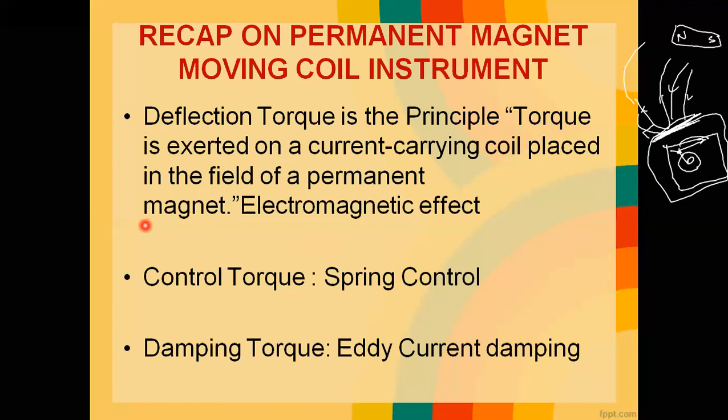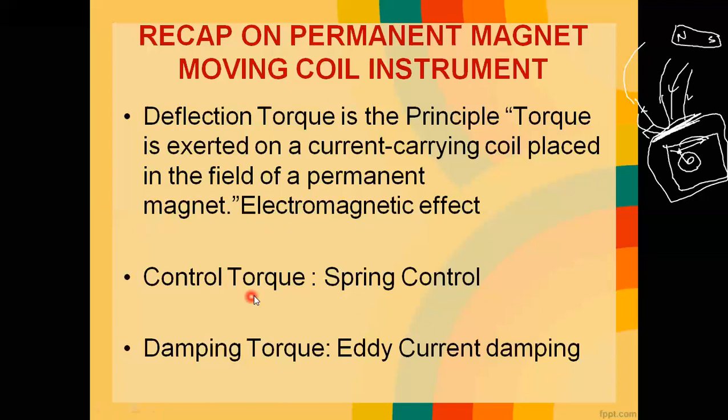Hence, by Fleming's left-hand rule, there will be force exerted on a conductor which is carrying current placed in a magnetic field. Because it is supported at center, there will be equal and opposite forces acting on both the sides of a rectangular coil. So obviously your coil will start moving because a torque is developed there, and that torque we call as deflection torque. So this is an electromagnetic effect.